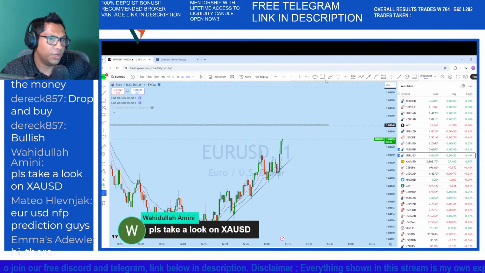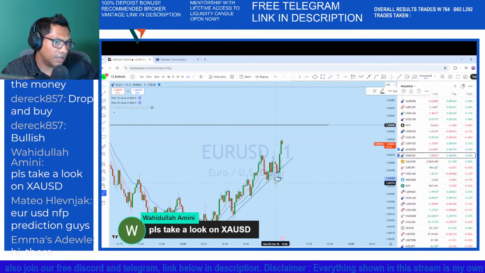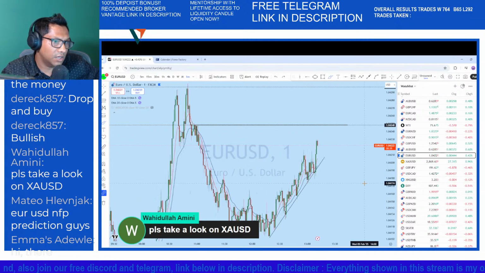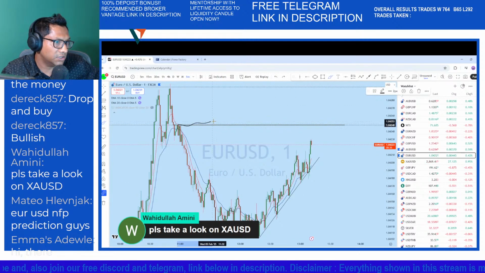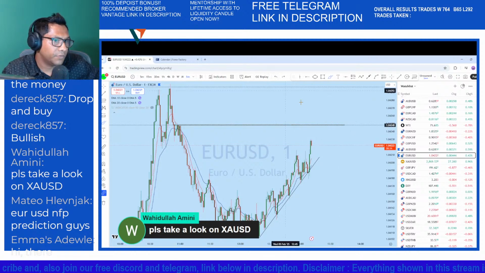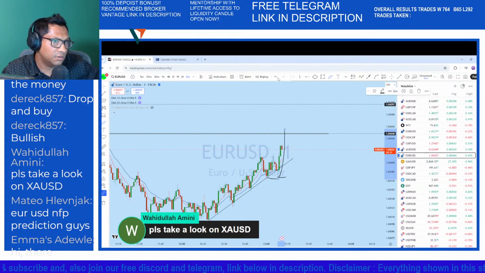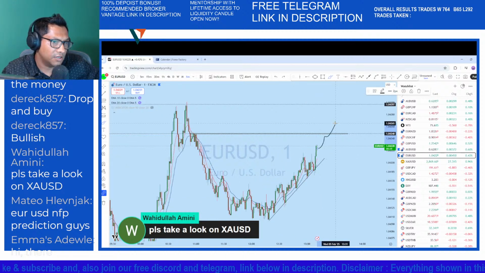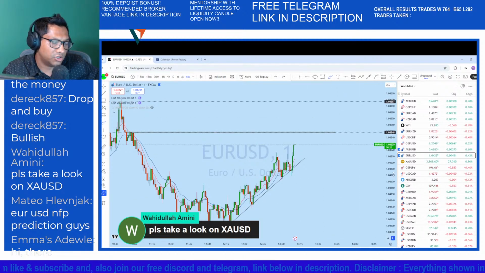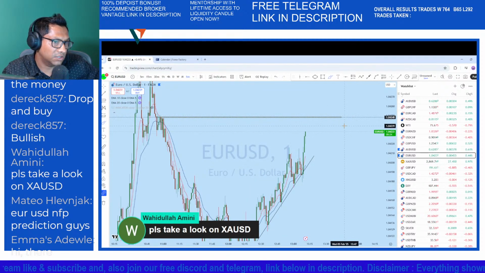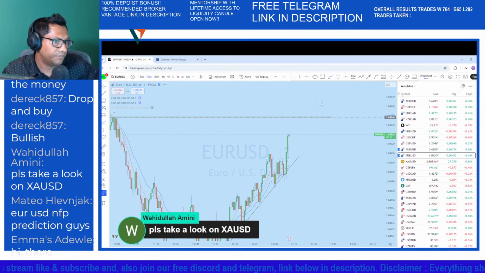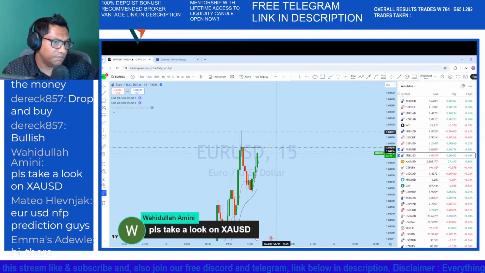Okay, so you can see from here, this is an impulse, and with that impulse, you can see this is a resistance where there is liquidity. With the double bottom formation, we might see the market potentially trending to the upside to the resistance line where there is high liquidity. Look at the lower time frame.